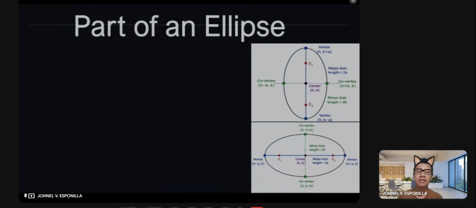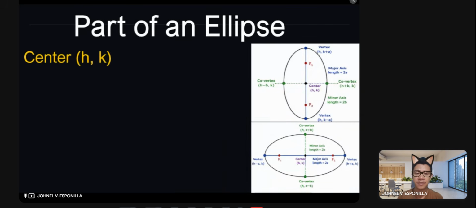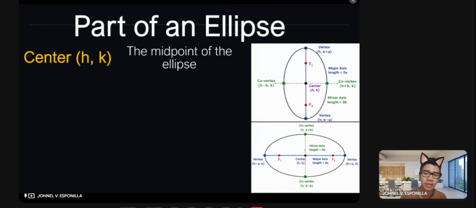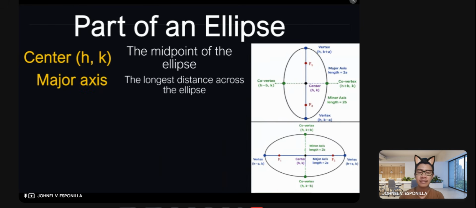Now, let's focus on the parts of an ellipse. So una, meron po tayong center. So para makuha po yung center, that is HK. When we see center, that is the midpoint of the ellipse, gitna ng ellipse. We have also the major axis. This is the longest distance across the ellipse.